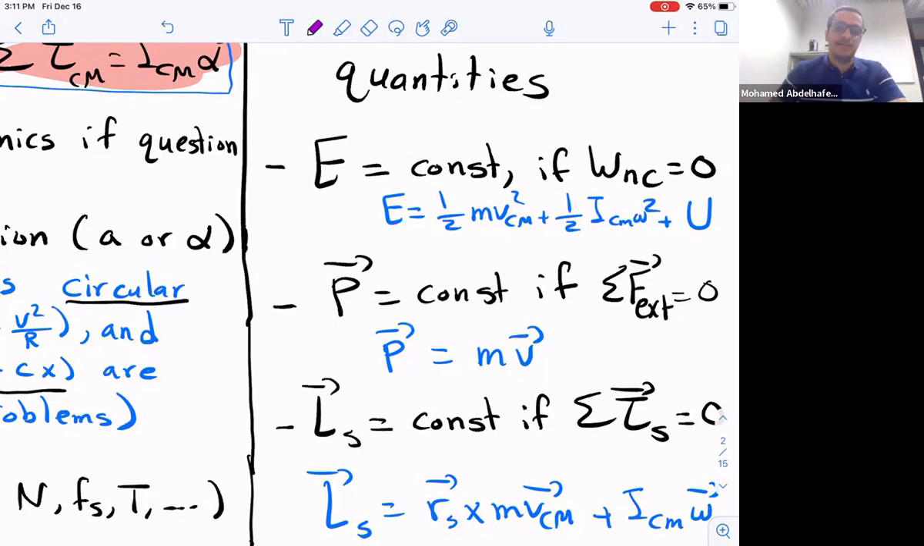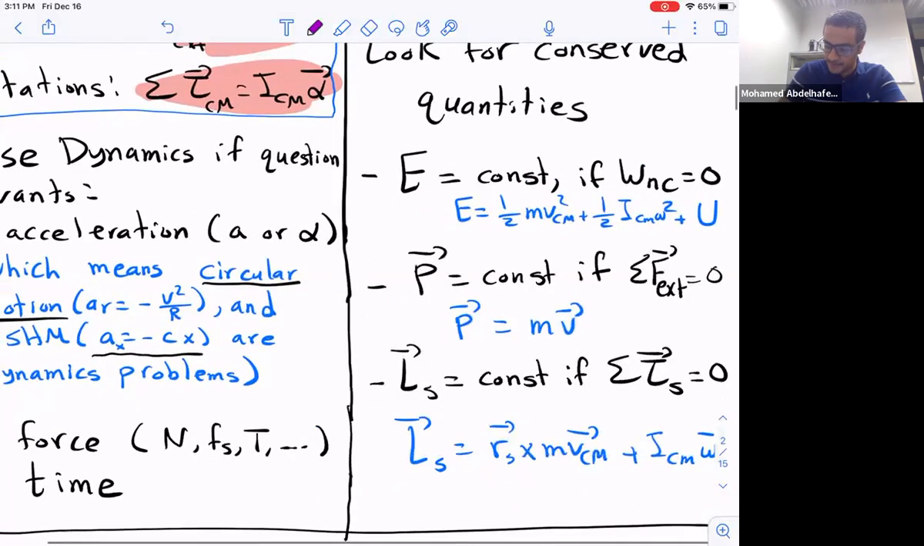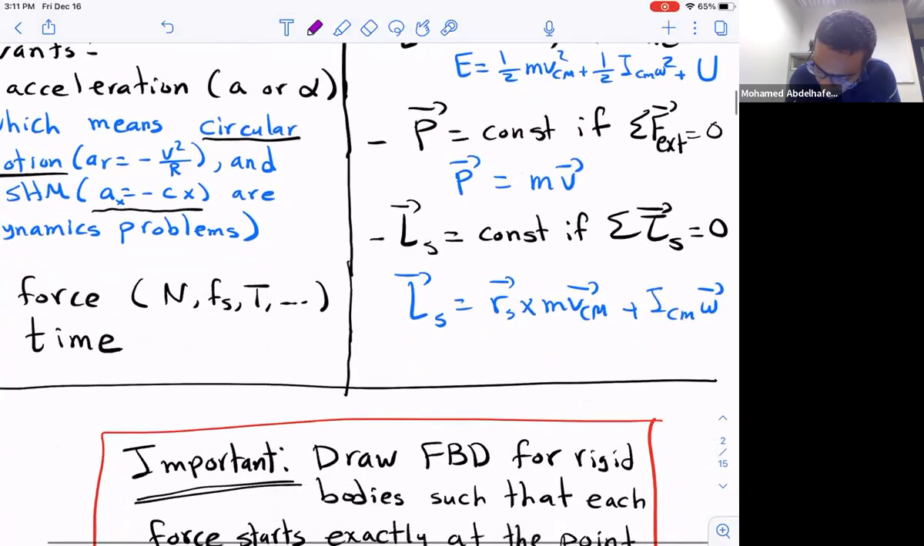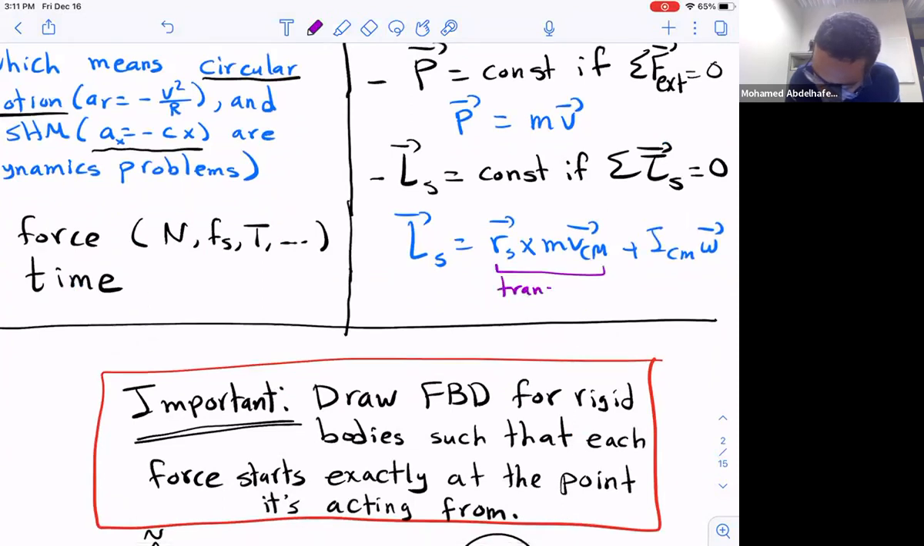Similar to that, angular momentum down here has two different types. Let me write it here. This part, the R cross MVCM, is a translational part. If the center of mass is translating, it's basically like a point mass translating. So it creates an angular momentum about a point, which is MVR perpendicular. The magnitude of this cross product is MVR perp. That's one form of angular momentum. If you're translating, there is MVR. And if you're spinning, there's I omega. That's the rotational angular momentum.